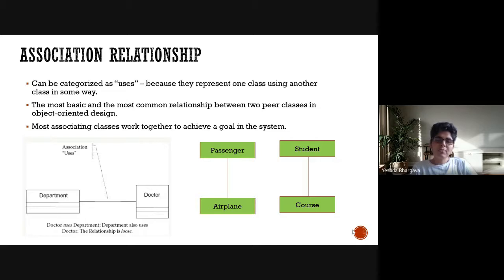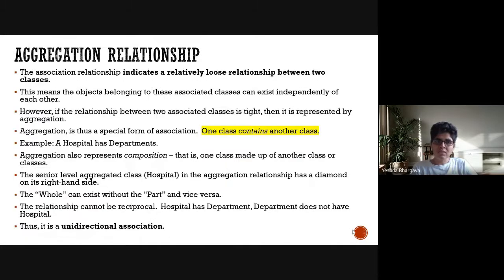The next relationship that exists between classes after association is the aggregation relationship. It is stronger than association relationship. So association relationship between two classes indicates a relatively loose relationship between the classes. So they are somehow related to each other. That means when there is association, the objects belonging to the associated classes can exist independently of each other. However, when two classes are not only associated, but one class contains the other class, then the nature of relationship becomes an aggregation relationship.